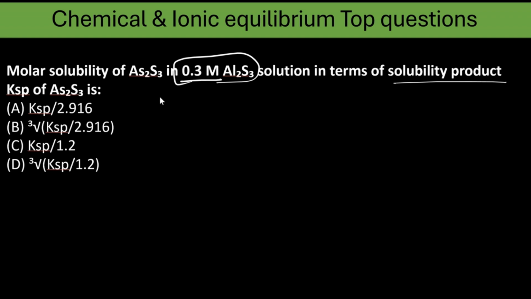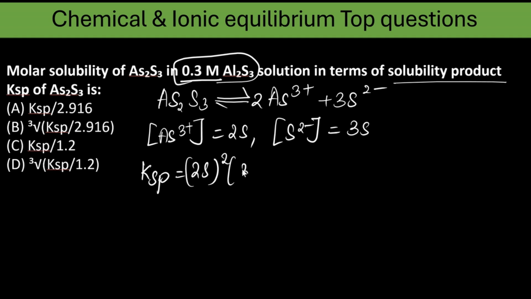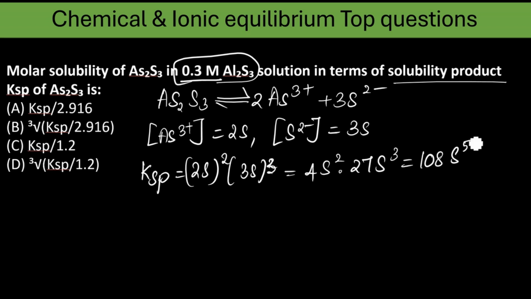Okay, so first of all, how will that dissociate? As2S3 will dissociate as 2As3+ plus 3S2-. Similarly, aluminum sulfide will also dissociate the same way, with 2 aluminum 3+ formed instead of As. So here the concentration of As3+ will be 2S, right? For sulfide, S2- will be 3S, correct? So the Ksp equation will be (2S) squared, (3S) not square, it will be cube. So which will be 4S squared into 27S cubed, that is 108S to the power 5, right?